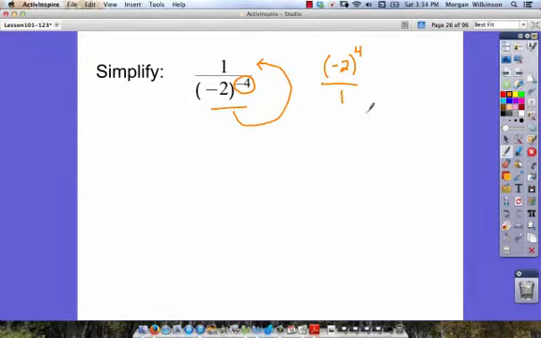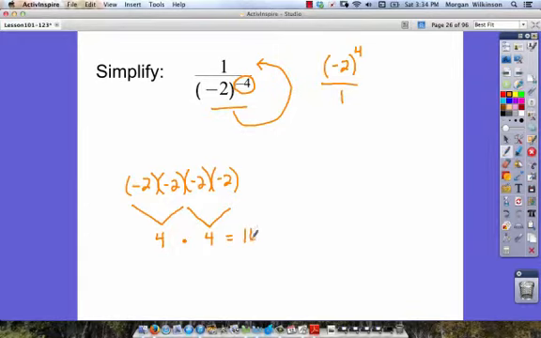This must be over 1. Now negative 2 to the 4th is just negative 2 times negative 2 times negative 2 times negative 2. And we know negative 2 times negative 2 is positive 4. So negative 2 and negative 2 again must be positive 4. And 4 times 4 is 16. So we've got our answer: 16 over 1, that's just 16. Again, let's box it, and we can move on to our next example.